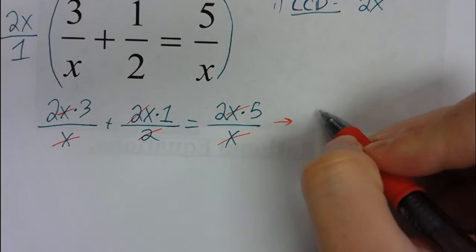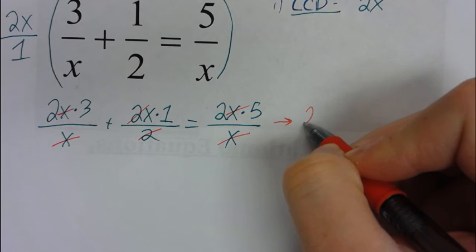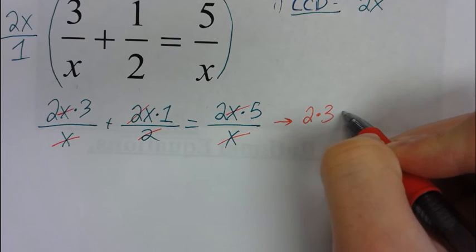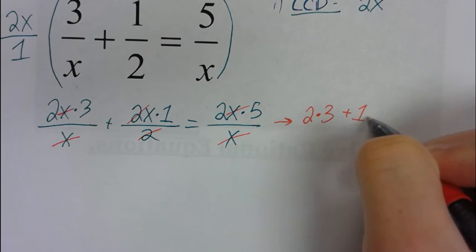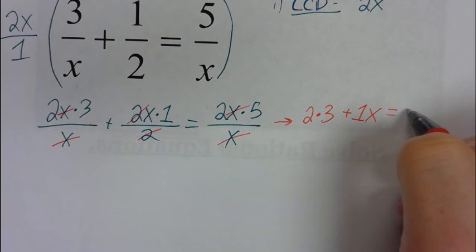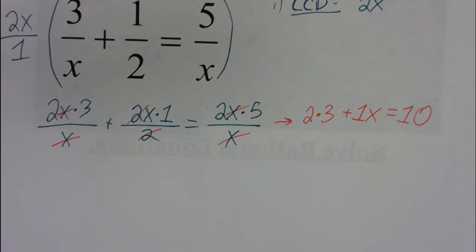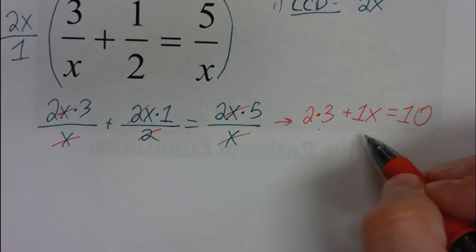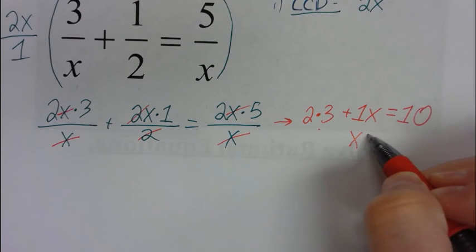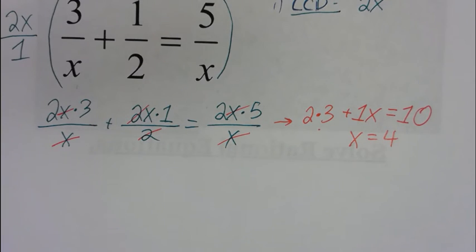So what I'm left with is 2 times 3 plus 1x is equal to 10, like so. So that's just 6. If I subtract 6 from both sides, I get that x is equal to 4.